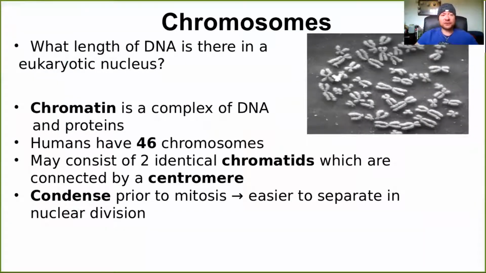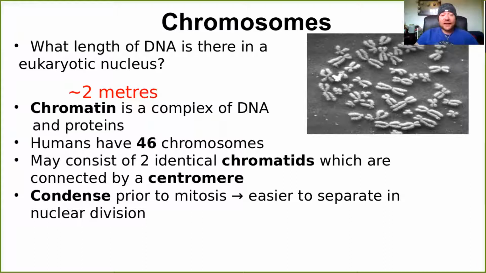So chromosomes. First of all, what length of DNA do you think there is in eukaryotic cells? Our cells are eukaryotic, by the way. Bacteria are prokaryotic. Any guesses? You might be surprised. We have about 2 meters of DNA in every single one of our cells. 2 meters of DNA. And that's a lot of DNA for a very small cell.